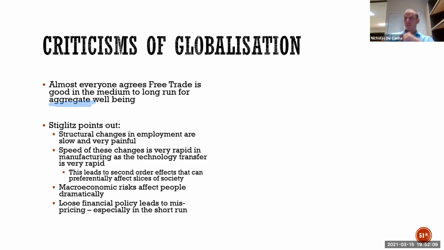So aggregate well-being is a very broad concept, and Stiglitz in his criticisms of globalization really talks to these points here. So in his trade arguments, as opposed to capital, structural changes in employment are slow and very painful. And I think this is a key point, right? It's really nice for an economist to say, on aggregate, everybody is 2% better off. It's quite difficult when you close down a factory and 1,000 people go home to convince them that, don't worry, everybody else is 0.5% better off. So this is a good idea. The next thing is obviously the speed of these changes is very rapid.